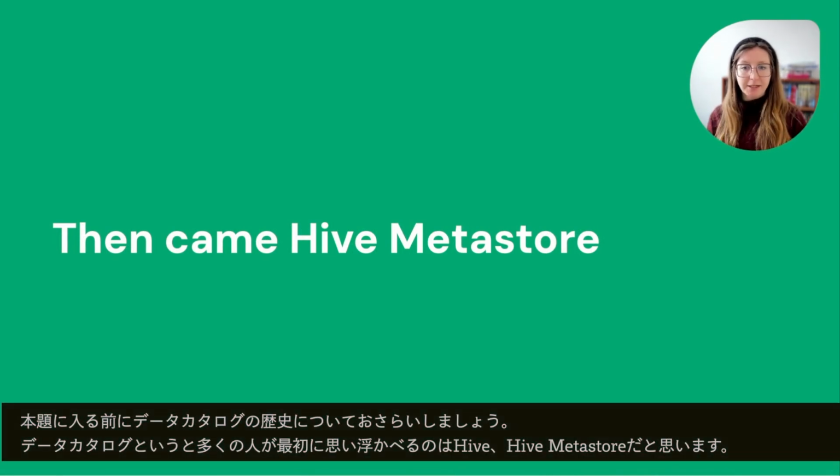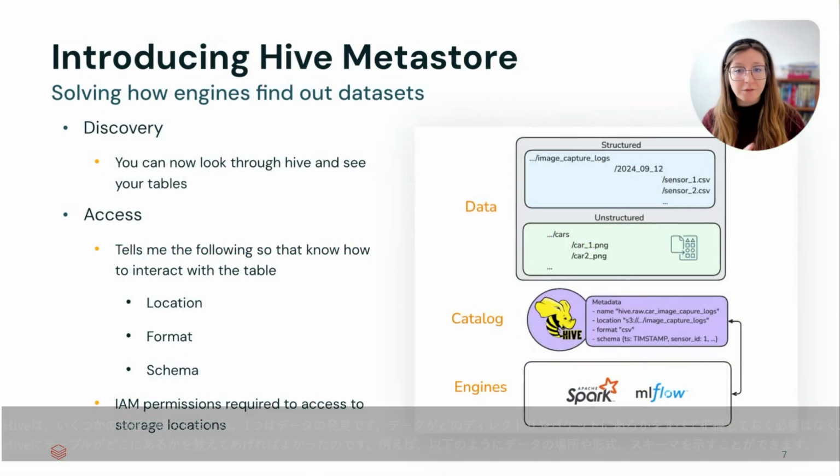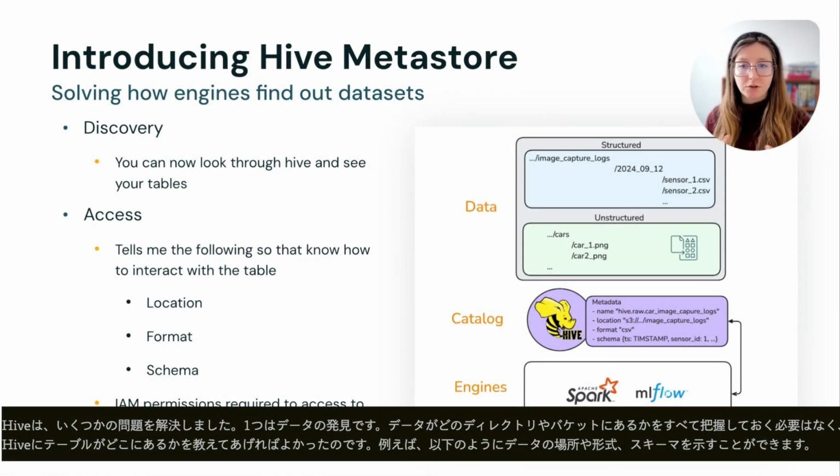And when we talk about data catalogs, the one that probably comes to most people's minds is Hive Metastore. And it solved a few problems for us. So one was the discovery. So you didn't need to know all the different directories or even buckets your data would live in. We could tell Hive what tables exist and how to access that data.